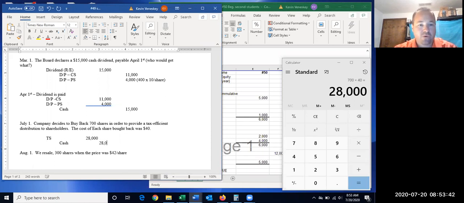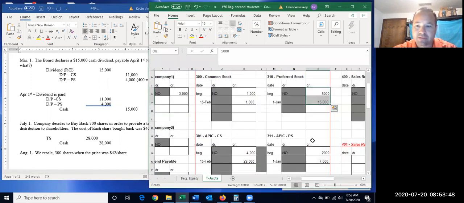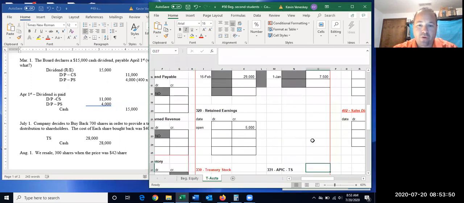Pay cash for 28,000. Now, one thing I forgot to do, let's go ahead and fill these into our T accounts. I'm just going to put it right into retained earnings, which in this case isn't too good because we only started with $5,000. Hopefully we made money throughout the year. We're going to see that. So right now we're in the negative in retained earnings.